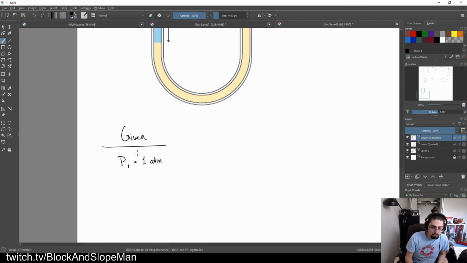V1 is difficult. We know that the tube is a length of 1 meter, but we don't really have any idea what the diameter of the tube is. So for now I'm going to say that this is 1 meter times an area A, whatever the cross-sectional area of this tube is. We just have to go with it for now. But that's okay, right? We also have that the density of mercury is 13,600 kilograms per cubic meter.